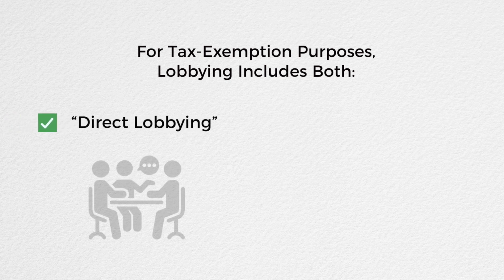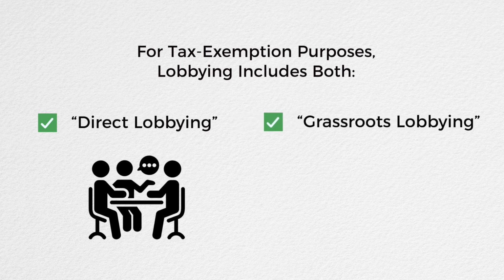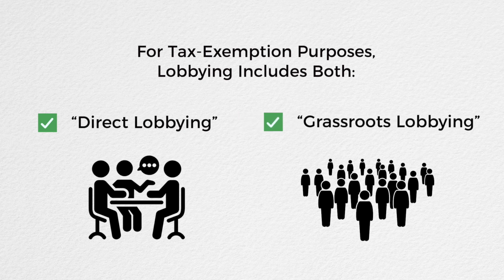activities. This is in contrast to other types of tax-exempt organizations like 501c4 or 501c6 organizations, which are not subject to lobbying limits. It's also in contrast to 501c3 private foundations, which are not allowed to lobby at all. For tax exemption purposes, lobbying includes both direct lobbying, which covers certain communications with legislators and their staffers, as well as grassroots lobbying, which covers certain communications aimed at influencing the general public.